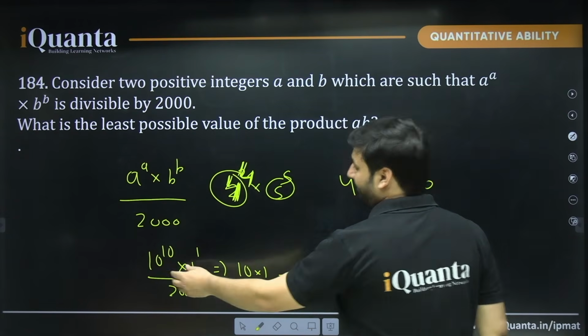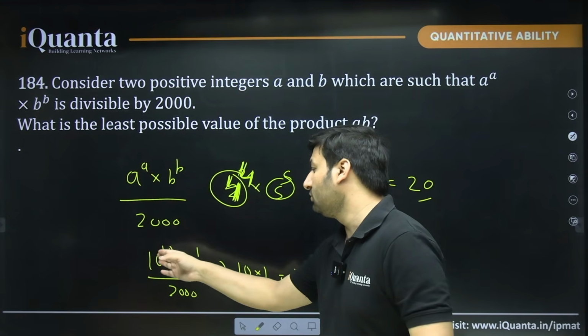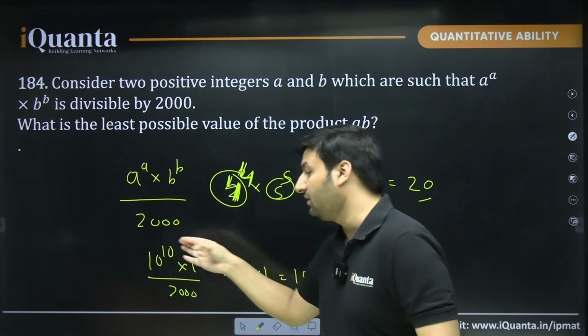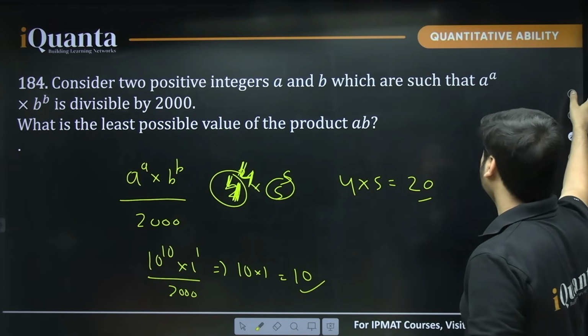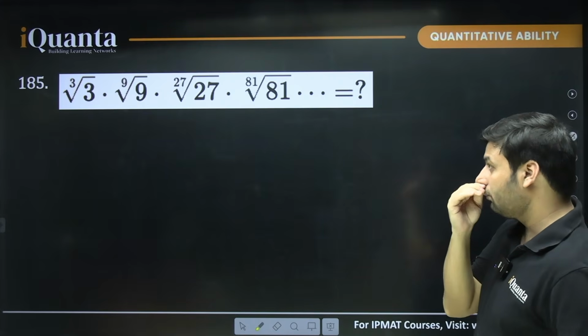Because for zeros you definitely need 2 and 5. So either you put those 2's and 5's in these two numbers separately or in one number, right. That's also possible. So the least value of ab will be 10, that's our answer. What about this?